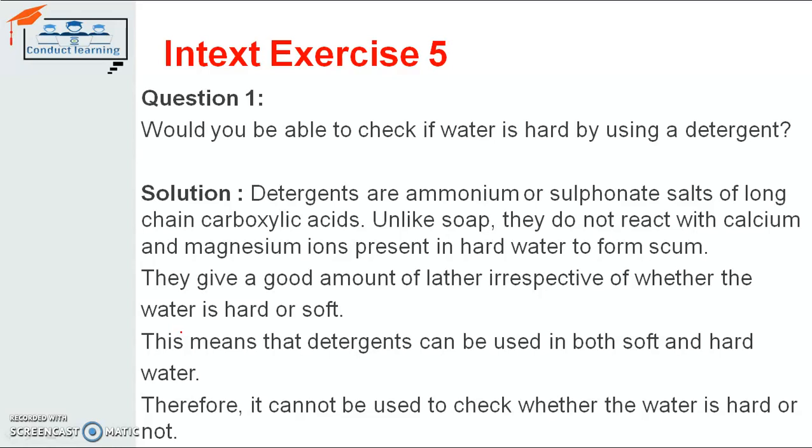Unlike soap, detergents do not react with the calcium and magnesium present in hard water to form scum. So that's why they give a good amount of lather in both hard and soft water. That means detergent can be used in both soft and hard water, but it can't be used to check if the water is hard or soft. If we want to check that, we need a soap instead of a detergent.